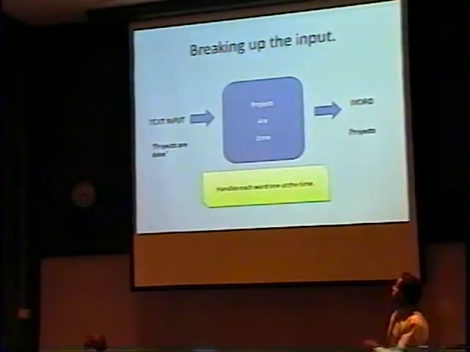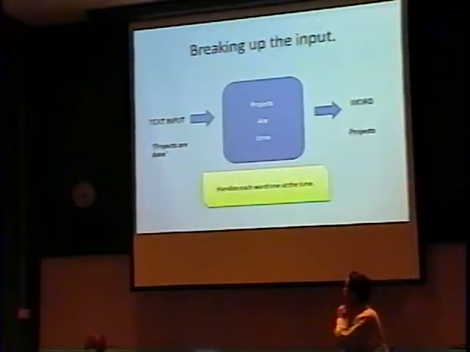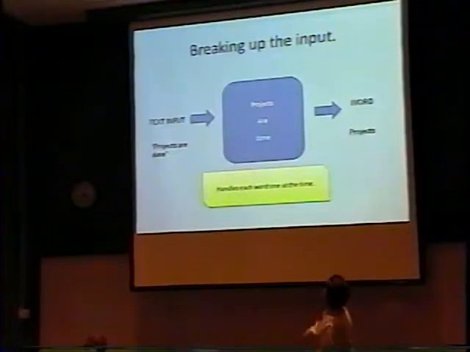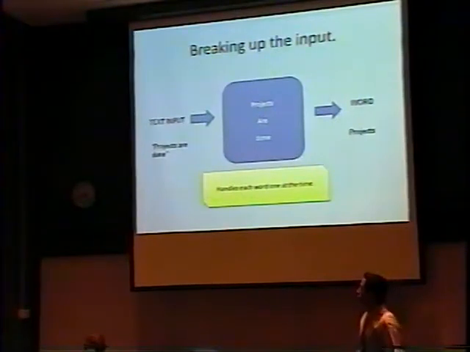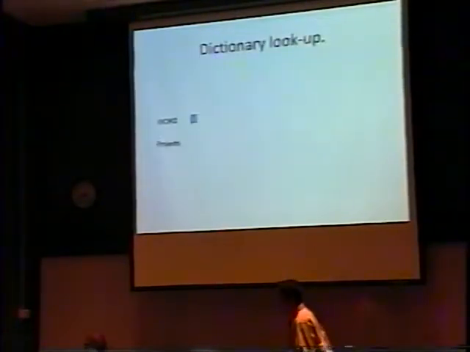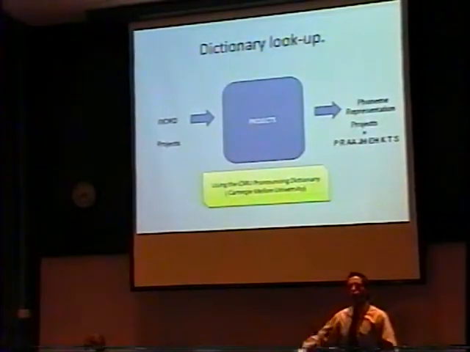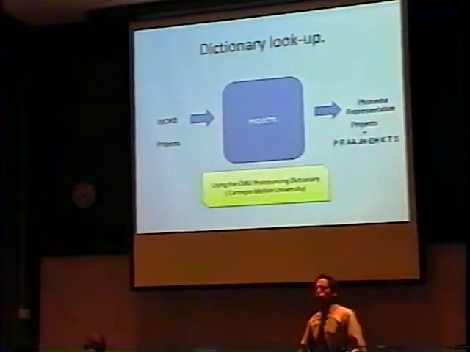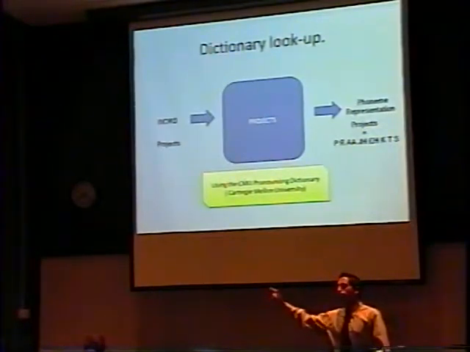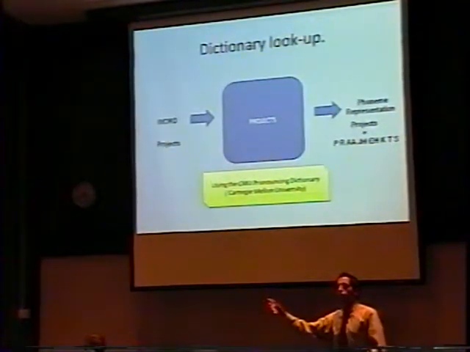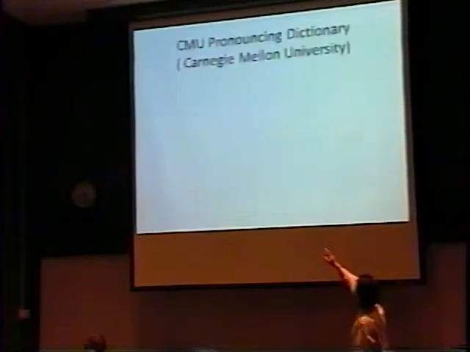We grab that text input and we break it into independent words. As you can see in the sample there, "projects are done, finally." We grab "projects" independently and we do a dictionary lookup. So as Matthew mentioned before, we have about 125,000 words in a dictionary, and each of those entries has a phoneme collection or a phoneme set which represents that word.